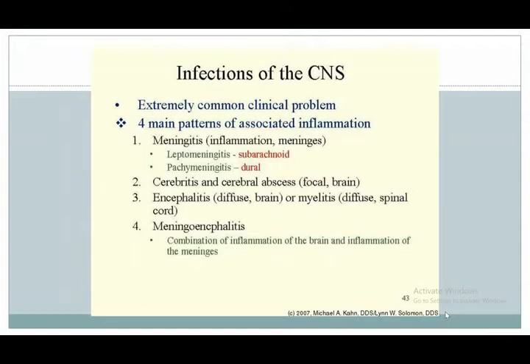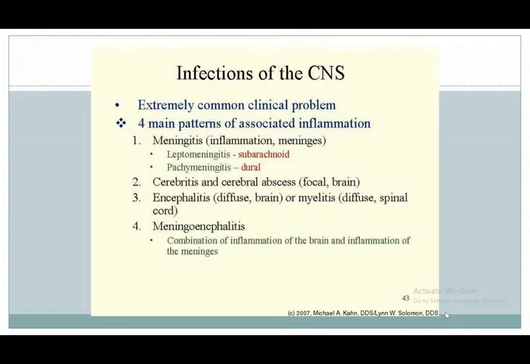Infection of the CNS is an extremely common clinical problem. There are 4 main patterns with associated inflammation. Either patient in CNS infection may have meningitis, which is inflammation of the meninges. Meningitis can be limited to leptomeningitis, which is inflammation within the subarachnoid space involving the pia and arachnoid matter, and it's the common pattern of meningitis.